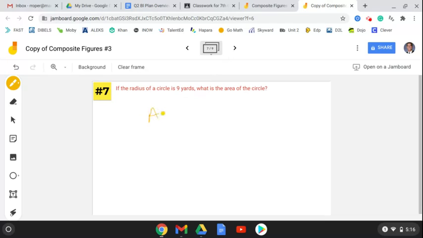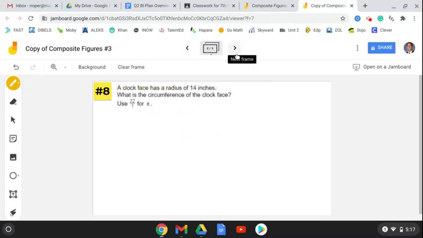Number 7, you know the radius, you want the area. So it's asking you about area, so I'm going to write down the area of a circle formula. Area equals pi r squared, and plug in what you know. I don't know the area, that's what I'm looking for. Plug in 3.14 for pi, and I plug in 9 for my radius. Okay, because the radius is 9. So square your radius, and then multiply by pi, and this will be square yards.